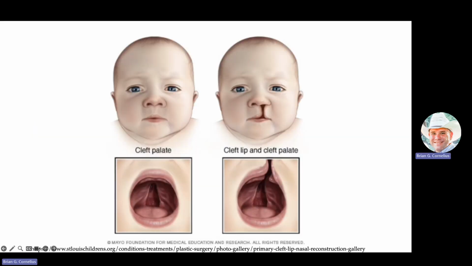And this is just an example of a patient with a cleft palate. Not really anything to see externally. On the right side, though, you can see that they've got a cleft lip and a cleft palate, so continuing on up into the nasal passages.